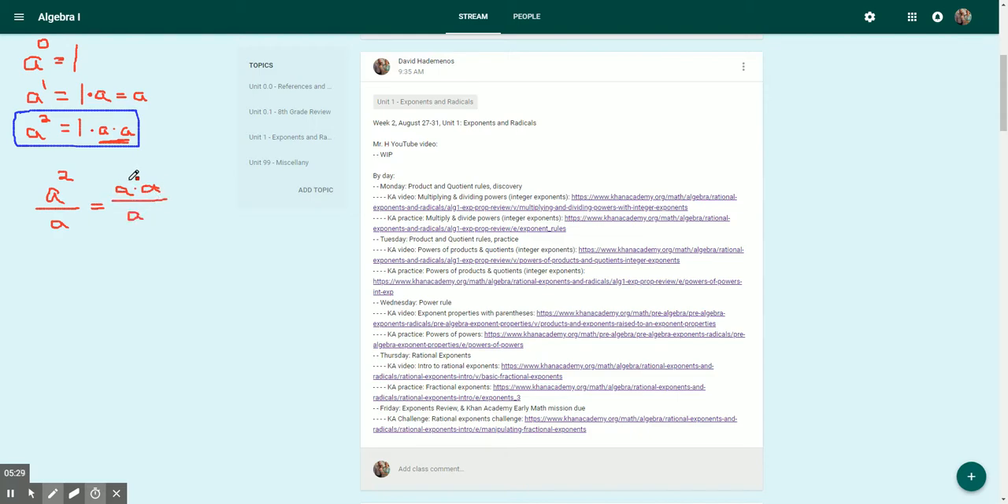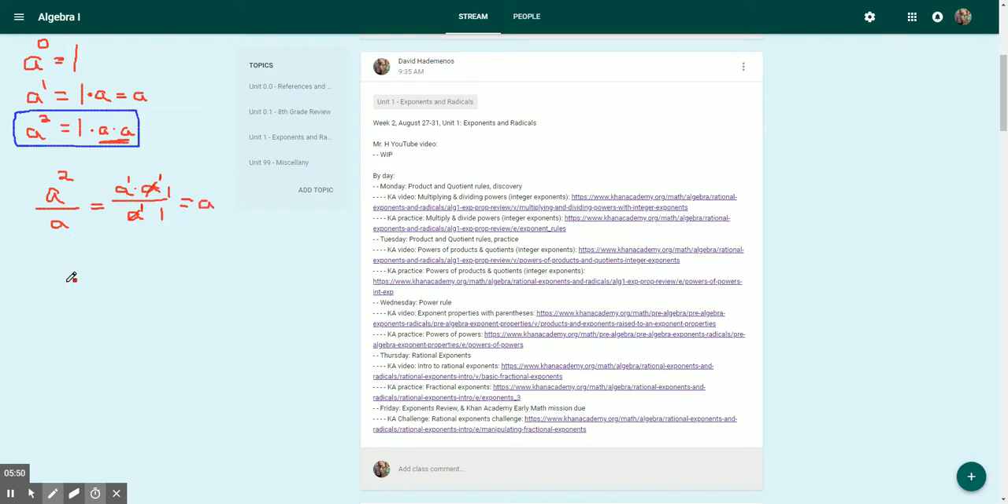We've got a on the bottom. And remember, we're going to be putting this first power on top of everything. Okay. And now we can cancel out a and a. And that just becomes 1. So now we've got a times 1 over 1, which is just a.